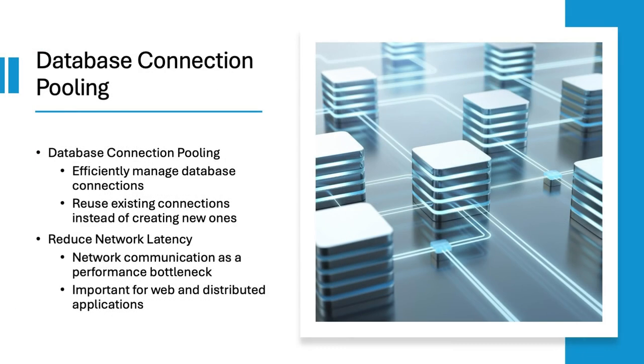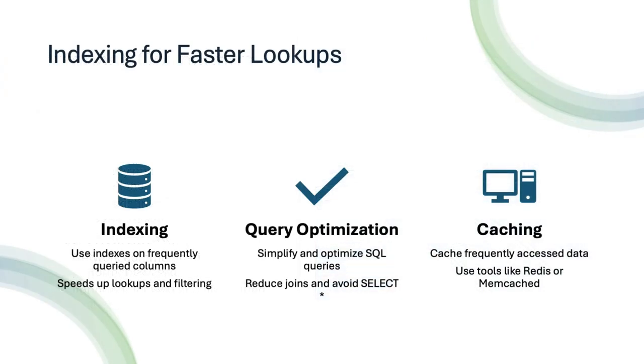Efficiently manage database connections by reusing them, reducing the need to create new ones. Network communication can be a major performance bottleneck, especially for web and distributed applications. To optimize database performance, use indexes on frequently queried columns, simplify and optimize SQL queries, and cache frequently accessed data using tools like Redis or Memcached.